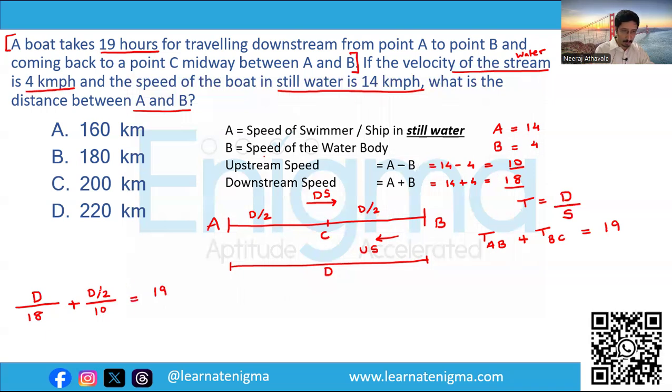Now let's bring this 2 in the denominator. So therefore it becomes 20. So we'll take the LCM of 18 and 20. That is 180. So we multiply this by 10. So this becomes 10D. We multiply 20 by 9 to get 180. So this becomes 9D. So 10D plus 9D, we get 19D upon 180 is equal to 19. So solving this, we get the value as D is equal to 180 kilometers.